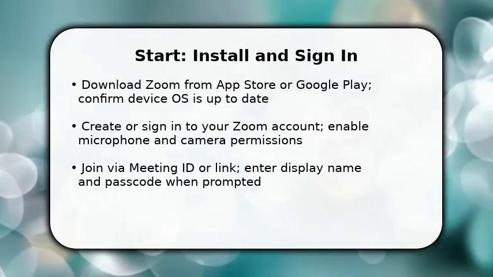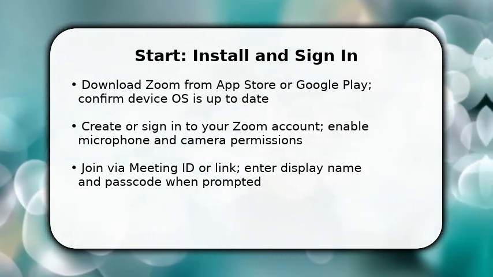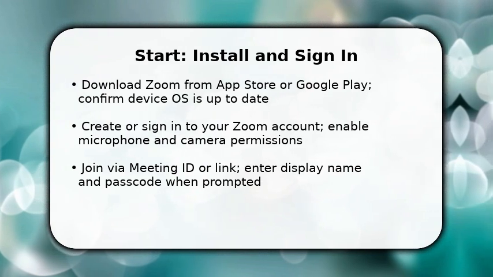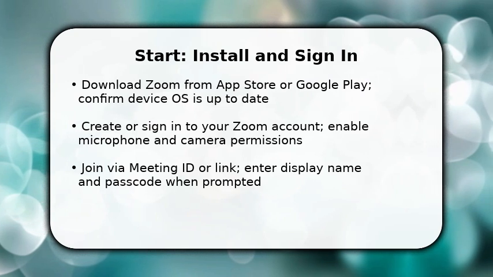You'll begin by getting the app and signing in so you can join quickly. Once installed, open Zoom and grant camera and mic permissions. Those allow audio and video to work. Make an account or sign in with SSO, Google, or email.